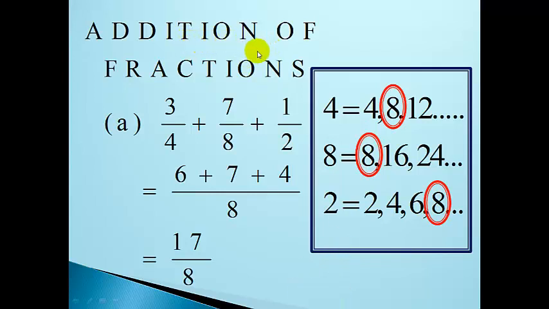Now we have addition of fractions. When we are adding fractions together, we have to find the LCM. That's the least common multiple.